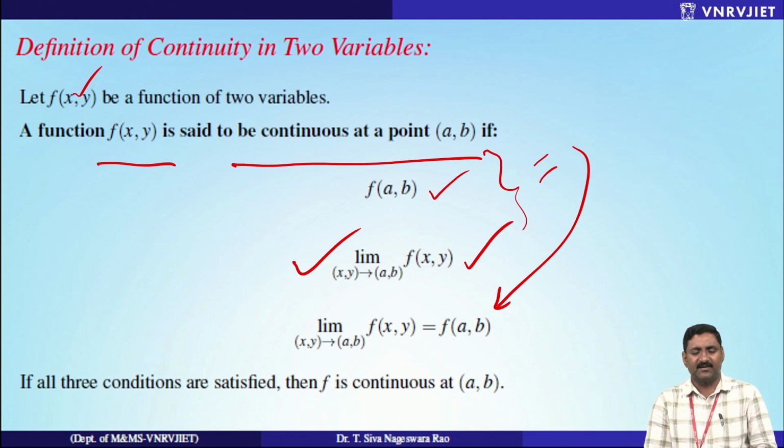Just now I discussed it. Don't depend on one path for deciding the limit. You need to search for different paths. If you find the limit is varying, we can say confidently the limit does not exist.